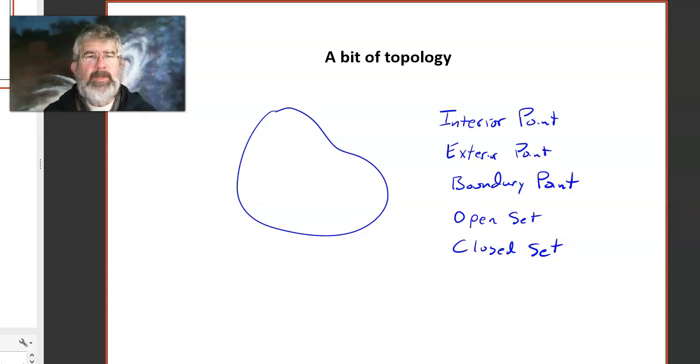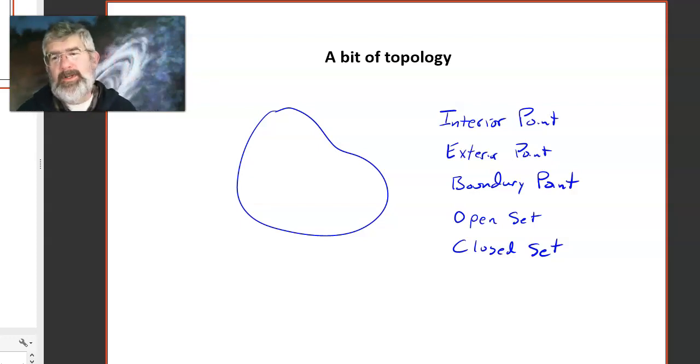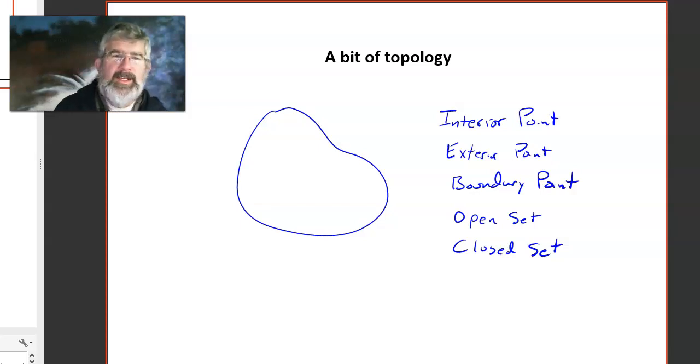In this video, I want to just make sure you understand some terminology. And I say this as a bit of topology because in an upper level math class called topology, we look at these concepts and much more based on these things in a very general setting. Right? I want to look at sets, and I want to look at interior points and exterior points and boundary points, open sets, and closed sets. And really, I'm doing this here because I want to talk about essentially one-sided limits on functions of several variables.